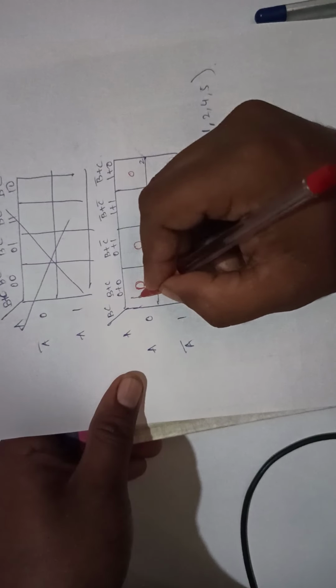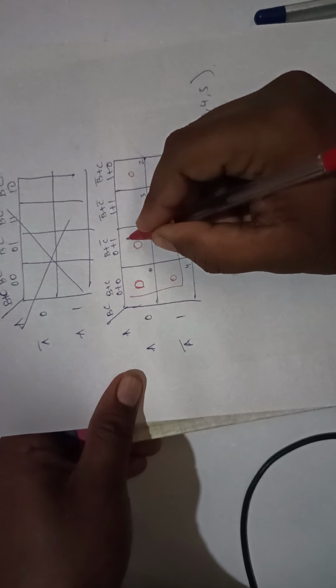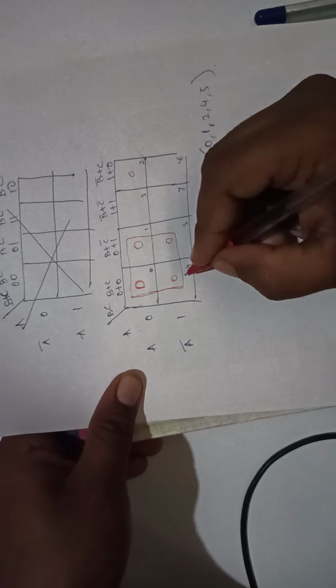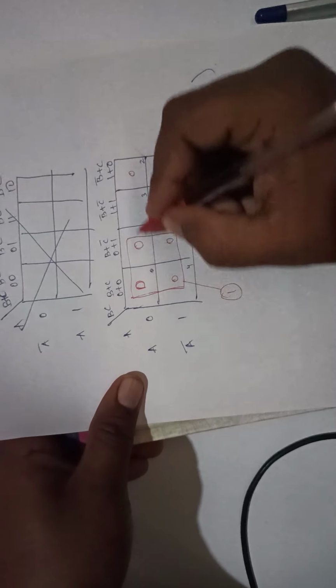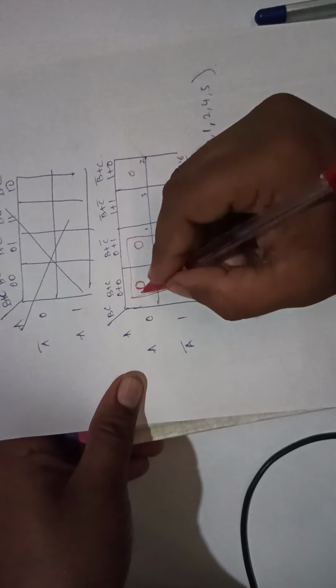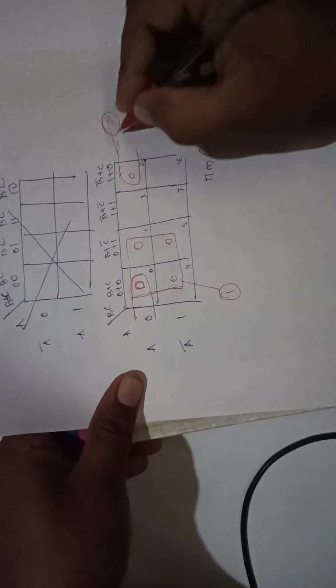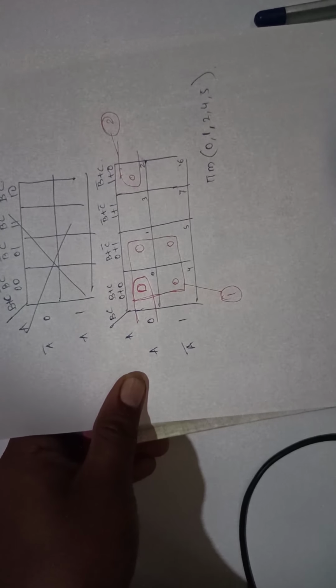Okay, now you have to make the groups. This is the one group. Give it group number 1. Another one is here, only a single one. Here also one, so you have to make a pair. This one. Okay, this is the second group.